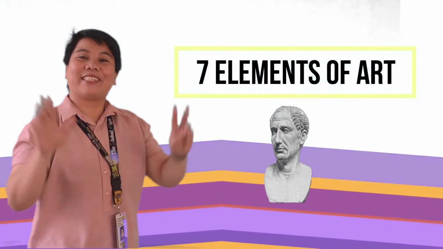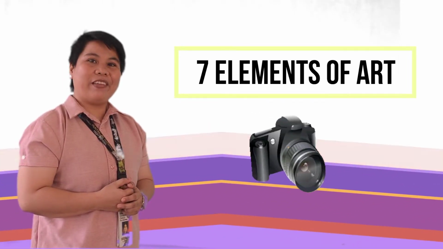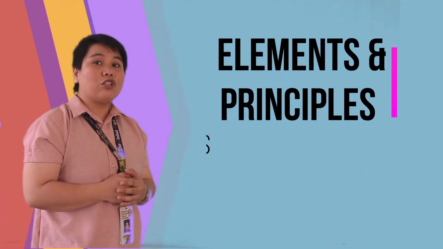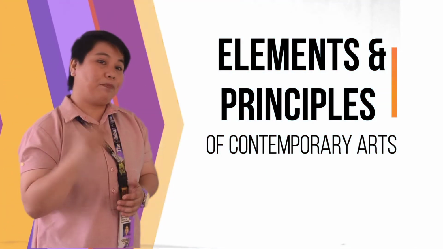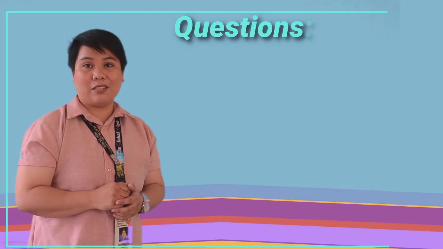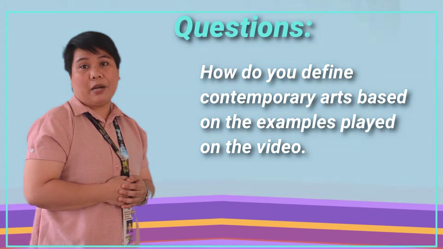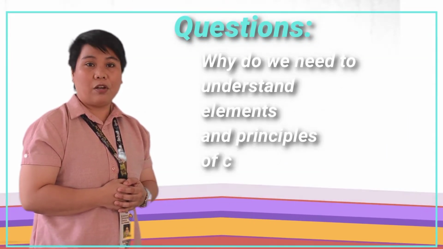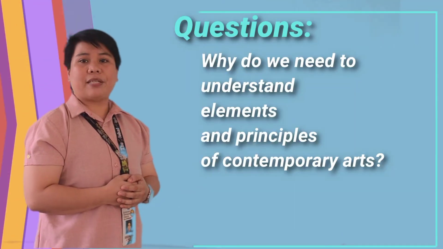Okay, very good! At least you already mastered the 7 elements of arts. Now, let's watch this video. This video is a collection of various art that is made by our local artists today. But before that, here are the questions you need to answer after watching this video. Number 1. How do you define contemporary arts based on the examples played on the video? Number 2. Why do we need to understand the elements and principles of contemporary arts?